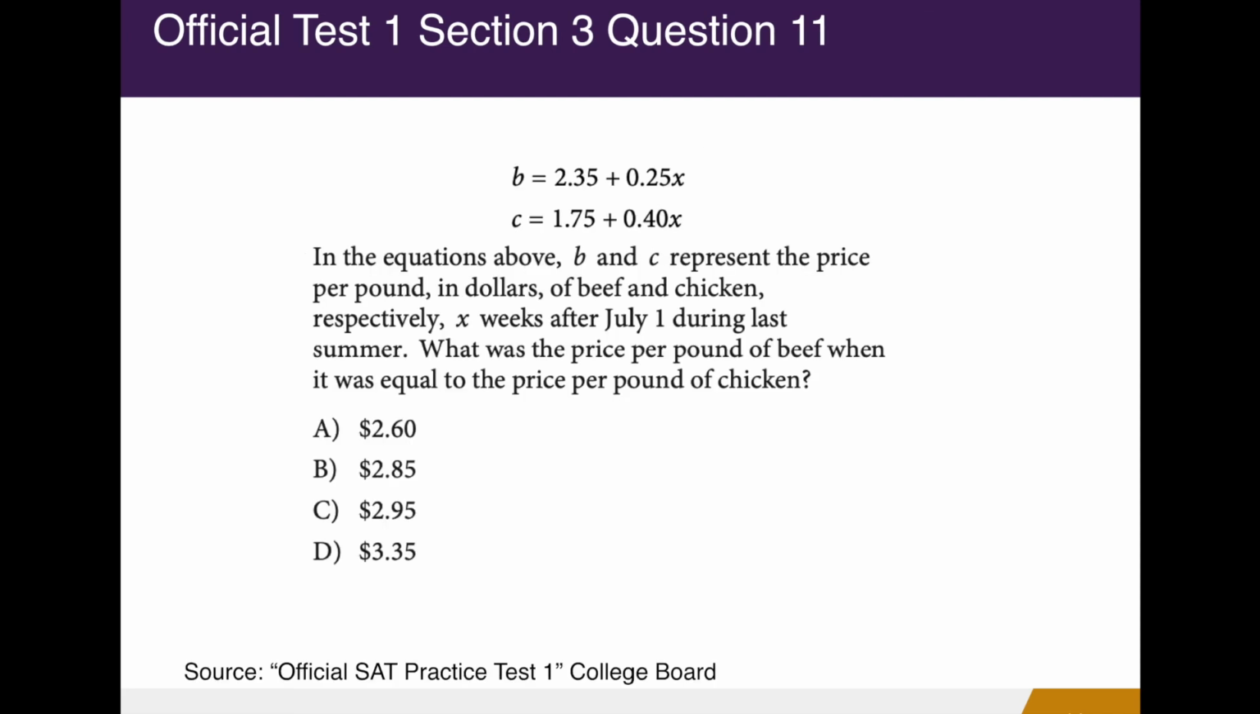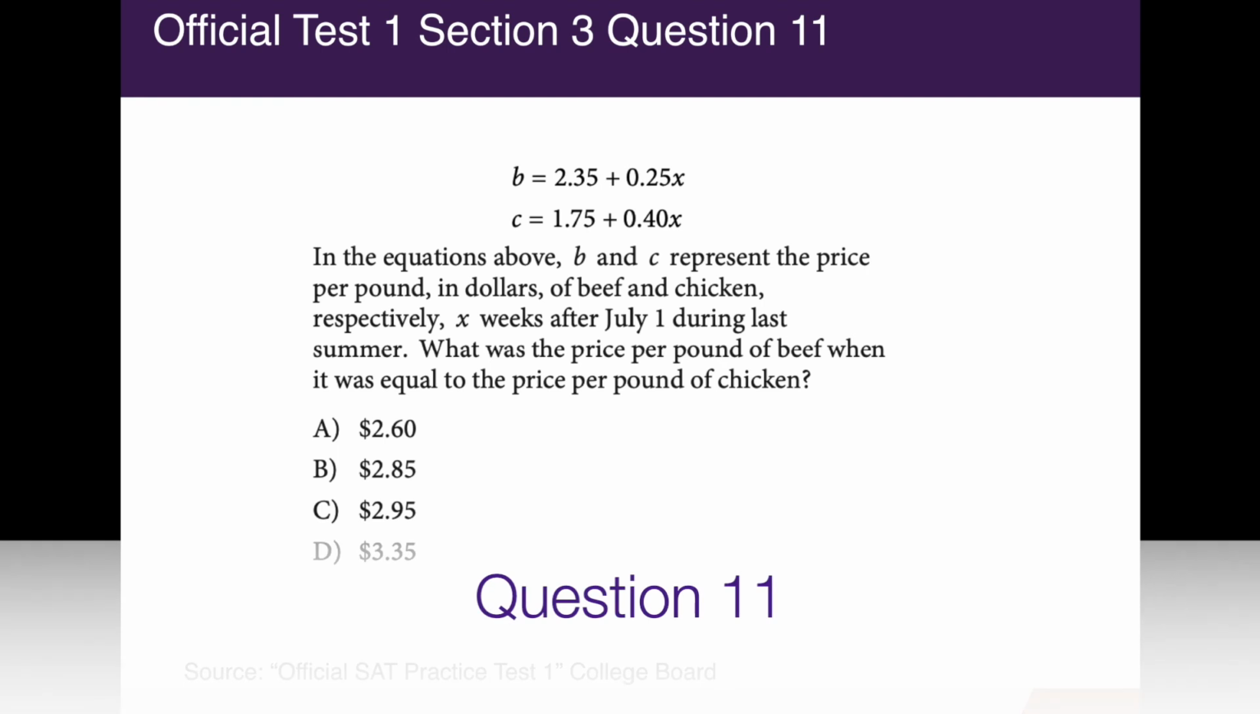Question number 11. B equals 2.35 plus 0.25x. C equals 1.75 plus 0.4x. In the equations above, B and C represent the price per pound in dollars of beef and chicken, respectively, x weeks after July 1st last summer. What was the price per pound of beef when it was equal to the price per pound of chicken?